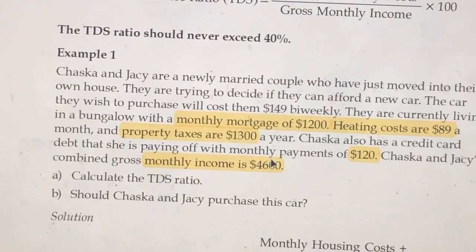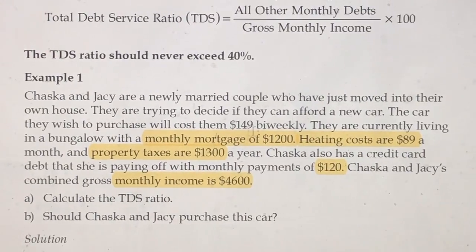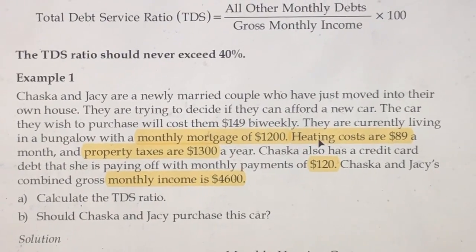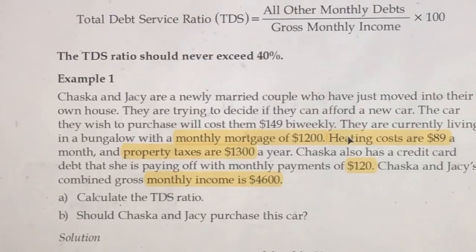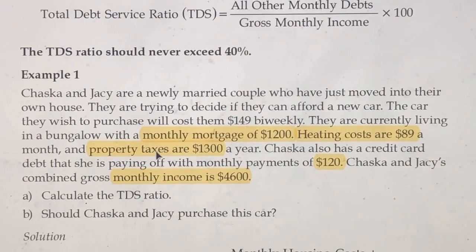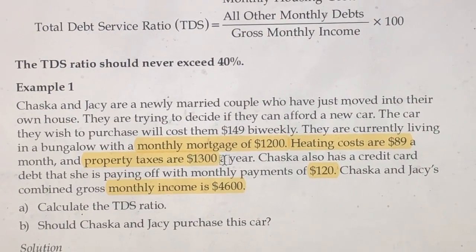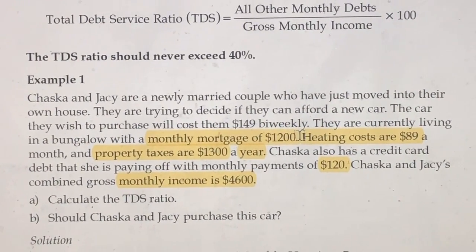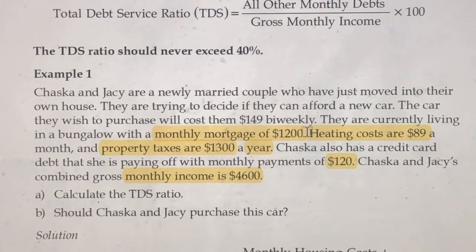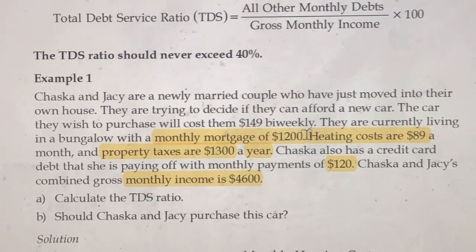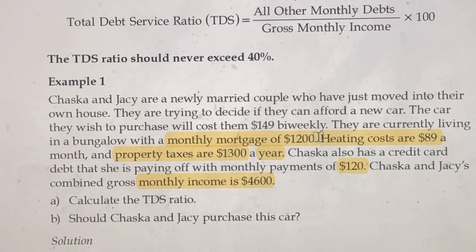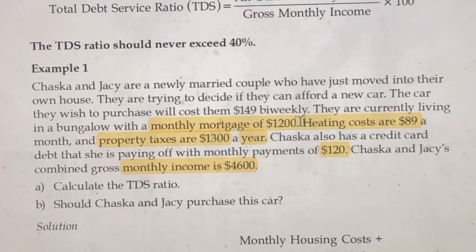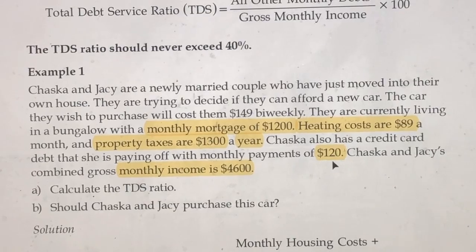So the important thing is, one, we have our income, and then our monthly payments. This is a monthly payment of $1,200. We're going to input that. Heating costs $89. That seems like a monthly cost as well. It says a month. But here we go. We have property taxes a year. The keynote here is that this is for the year. We need to divide this by 12. So $1,300 divided by 12, you should get an answer of $108.33 per month. Just keep that in mind because we're going to add all those numbers together pretty soon. And the credit card payment of $120.